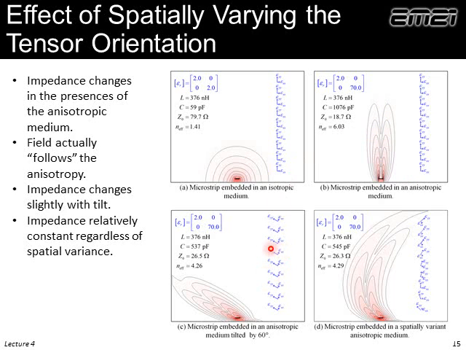Now if we take that and we tilt the tensor, rotate the tensor to the left, now what we see is the field is still following the anisotropy, it's just that the anisotropy is rotated. So it's following that dominant direction still. Well, what happens then if we spatially vary the orientation of the anisotropy? Well, it follows the highest dielectric constant. So suddenly, the near field around our transmission line becomes a lot like clay, and we can spatially vary the orientation of the anisotropy and sculpt what that looks like.